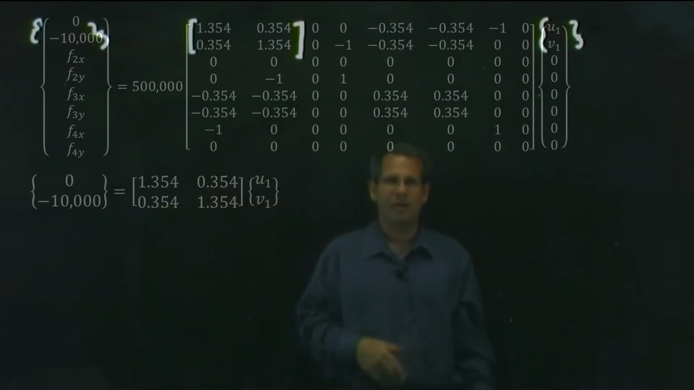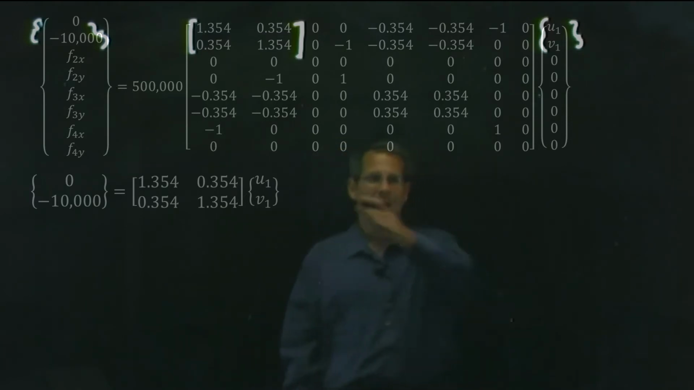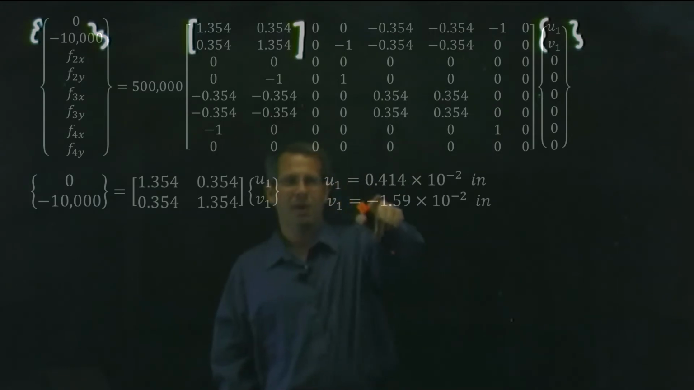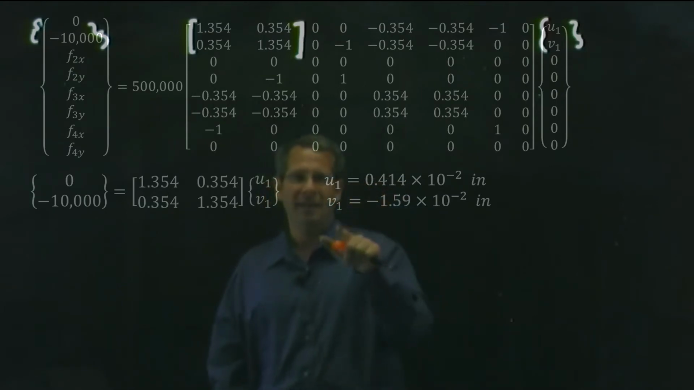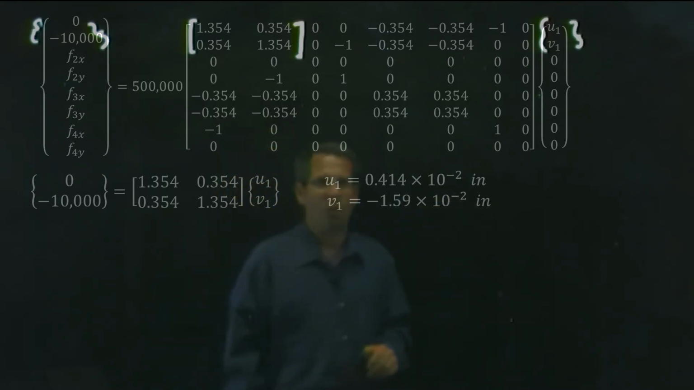I can use a calculator. I can use MATLAB. In either case, we don't need to go through how to solve for these 2 unknowns. The answer ends up being 0.414 times 10 to the negative 2 inches in the x direction, and a displacement of negative 1.59 times 10 to the negative 2 inches in the y direction.